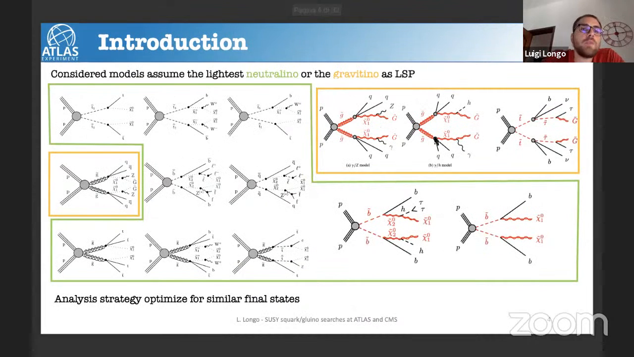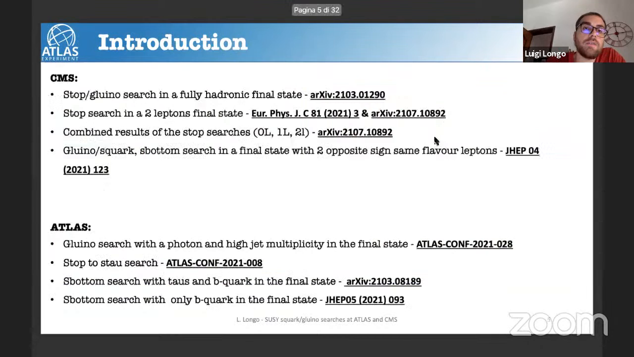So several signal models have been considered, and usually the lightest SUSY particle has been assumed to be the lightest neutralino or the gravitino. And in general, the analysis strategy is optimized for a similar final state.